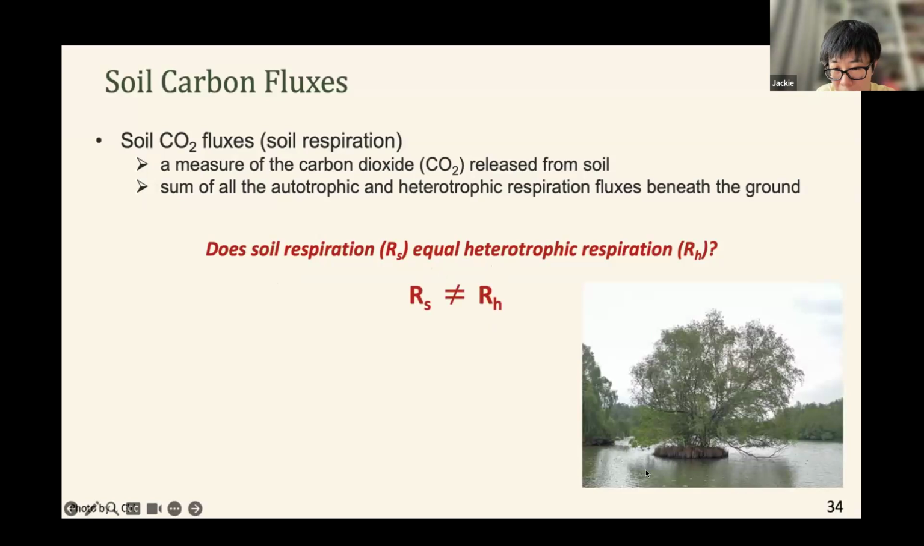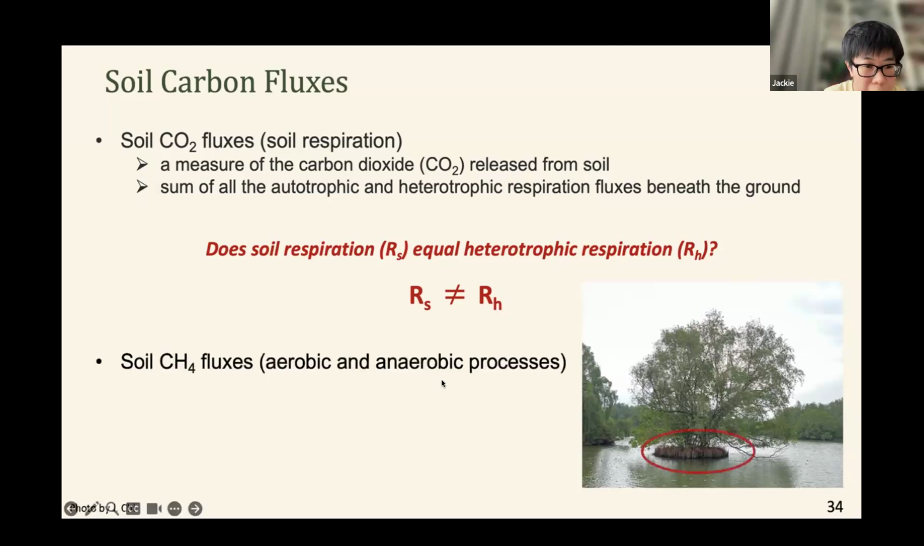If we have, for example, a mangrove ecosystem, for some mangrove species we have these respiration roots, and this amount of autotrophic respiration actually occurs outside the soil boundary. Okay, so that is one example to illustrate the differences between these two respiration terms.